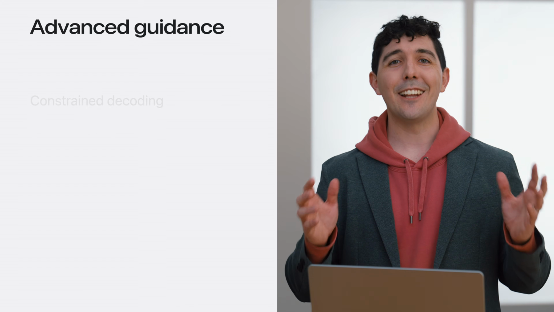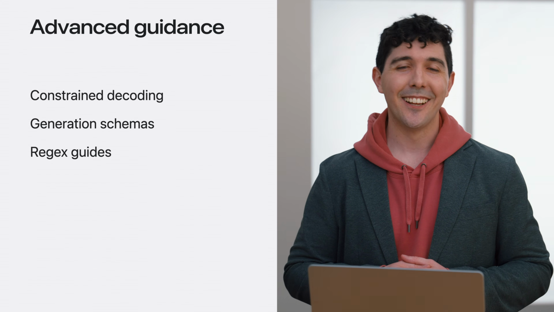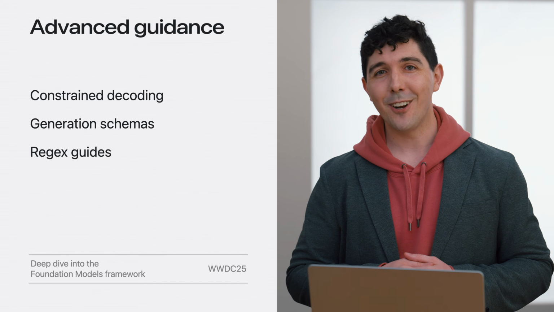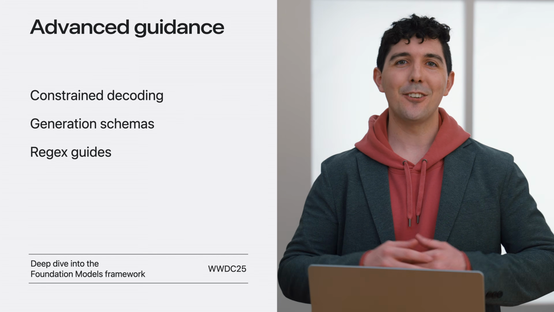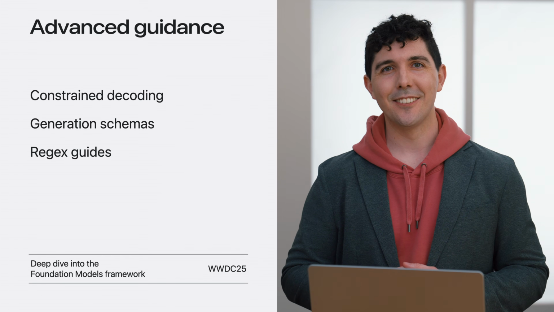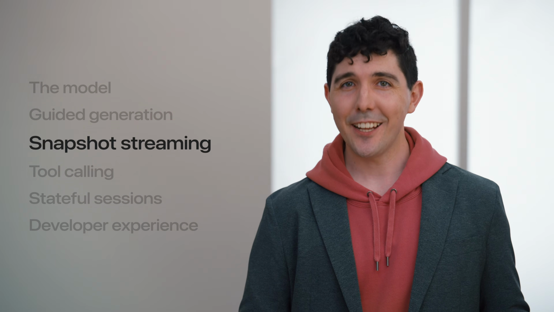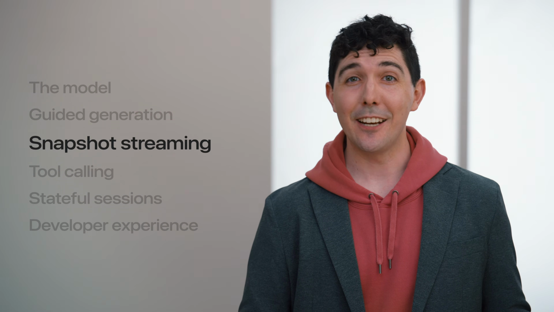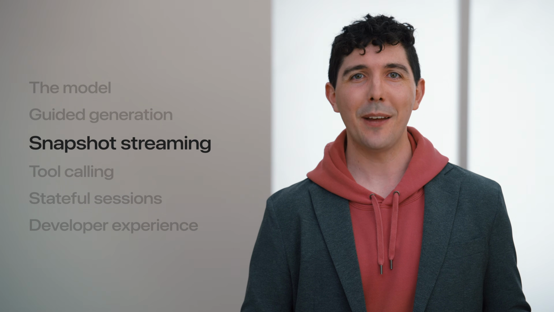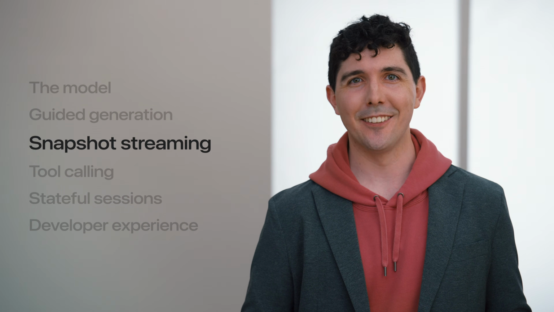There is still a lot to cover about guided generation, like how to create dynamic schemas at runtime. So please, check out our deep dive video for more details. So that wraps up guided generation. We've seen how Swift's powerful type system augments natural language prompts to enable reliable, structured output. Our next topic is streaming, and it all builds on top of the generable macro that you're already familiar with.